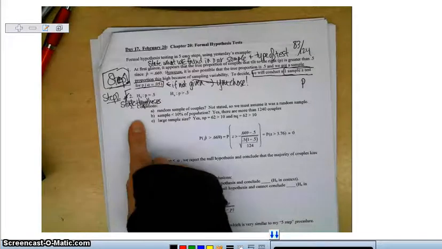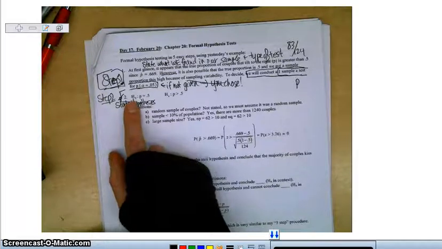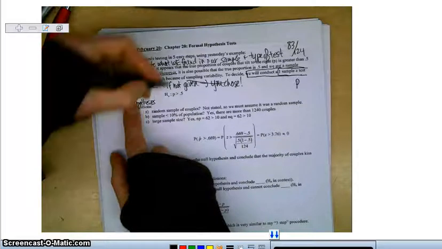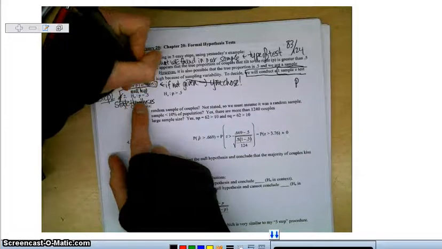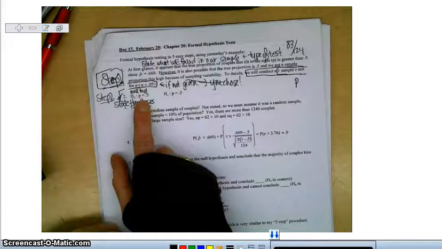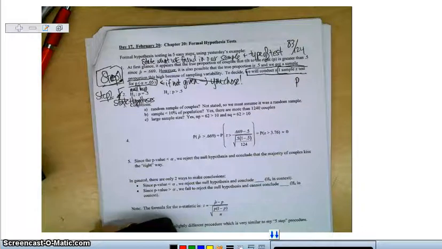So step 2 is to state the hypotheses. It's important that you label the hypotheses with H sub 0. This is called the null hypothesis. It's what we assume to be true. It has nothing to do with the sample.